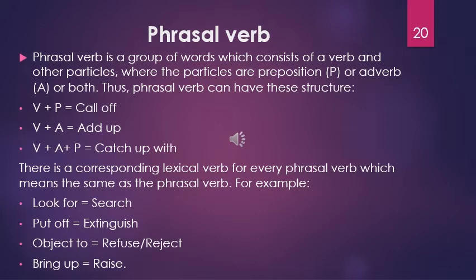For example, there is a corresponding lexical verb for every phrasal verb, which means the same as the phrasal verb. Look up is to search or look for. Look down is to lower one's eyes. Look up to is to consider someone as a superior. Look down on is to consider someone as inferior or less important.